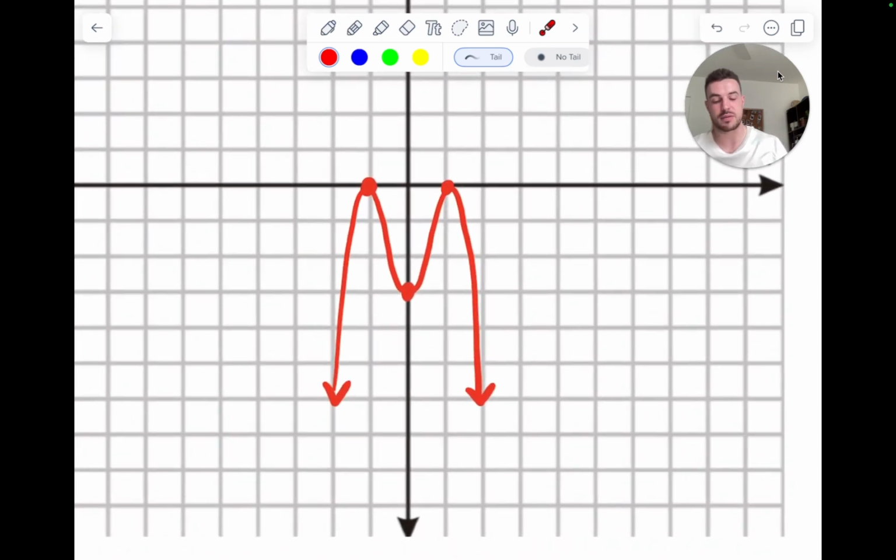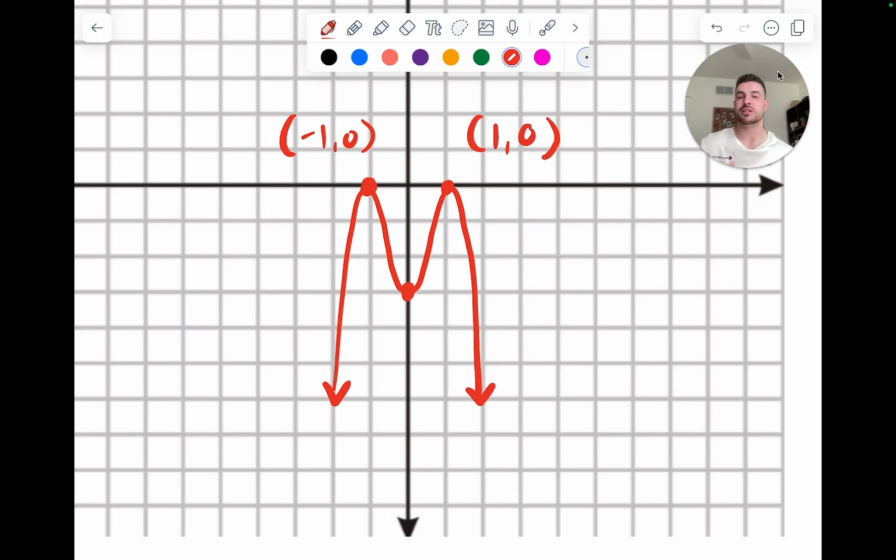Now, I've got some key points here, and I didn't label them, but I can go ahead and do that now. I've got negative 1, 0, and I've got 1, 0. So I really just used 2 points here, but this one's going to be a little bit different than before. It is not just if we reflect across the origin. Now, it works if we use this point.